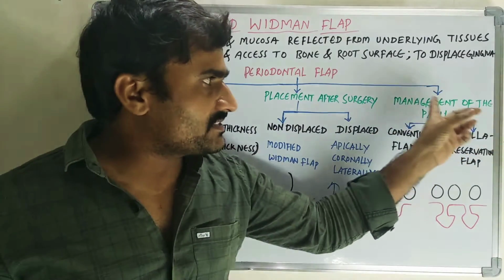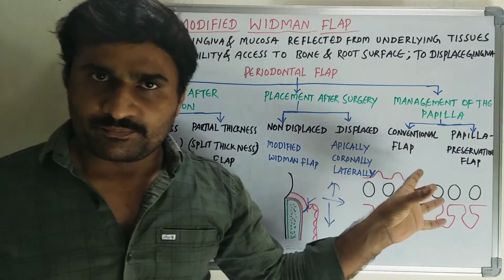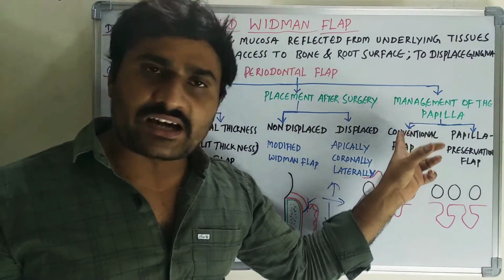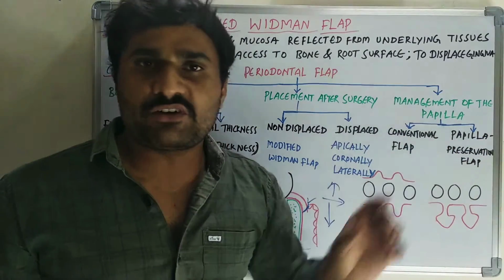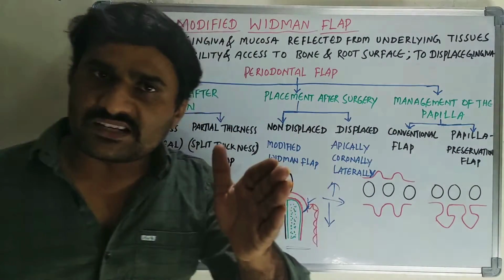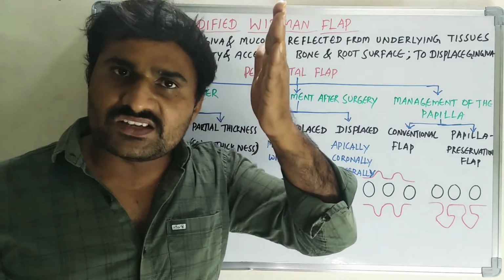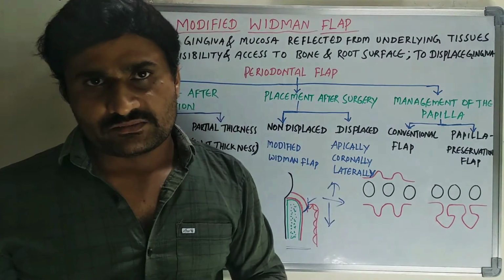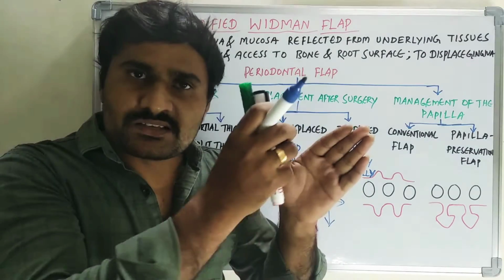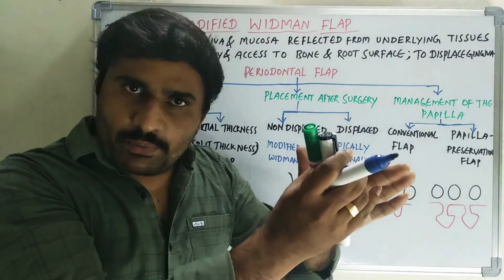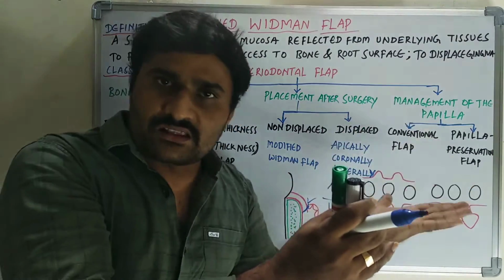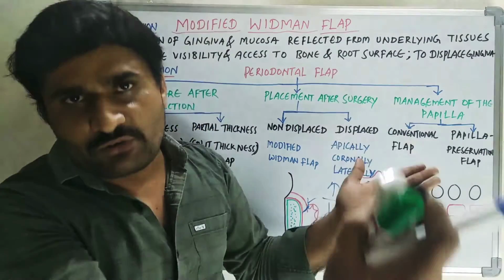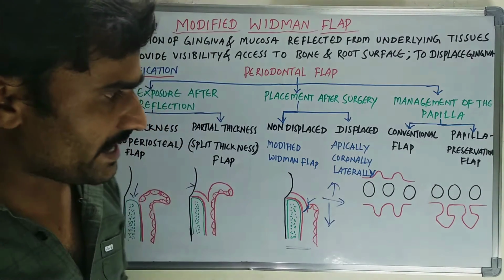And the third criteria is the management of the papilla. Based on that, is it conventional flap or papilla preservation flap? Conventional flap is nothing but the papilla is severed below the contact point. That means buccal interdental papillae are reflected on the buccal side and lingual ones are reflected on the lingual side. You can see in this diagram.